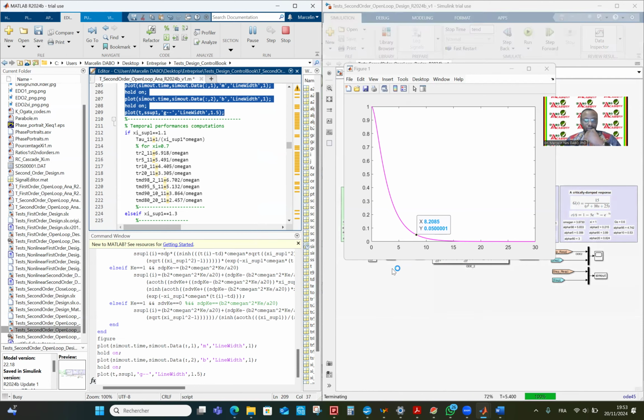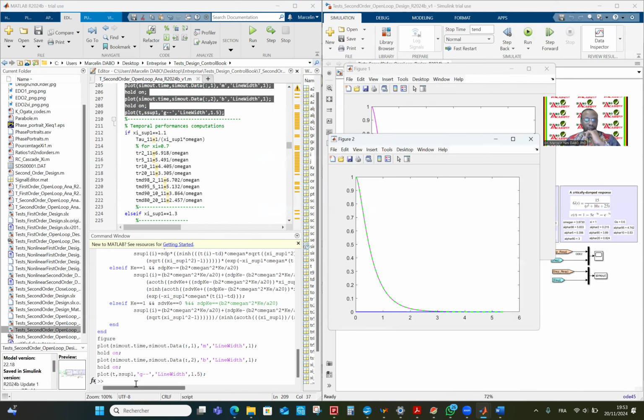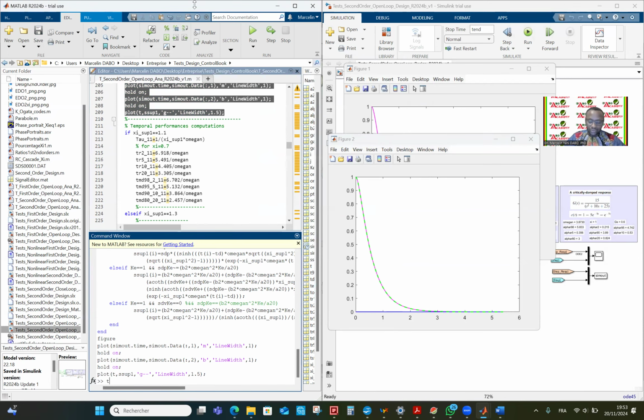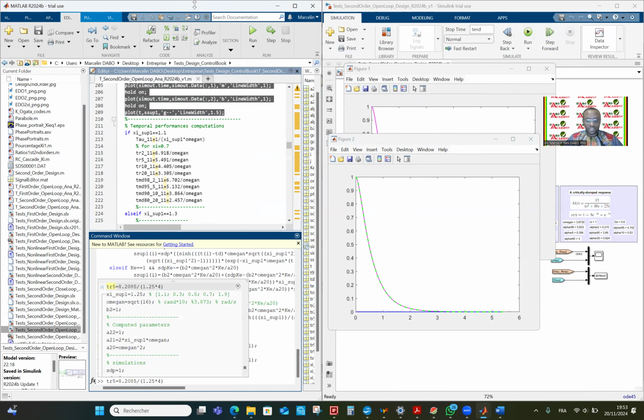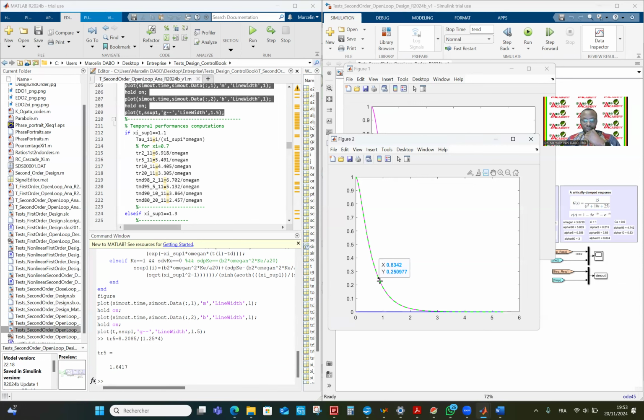Coming very soon. And then from here, let's go and find what we have computed. So the time response at 5%, as I said, is equal to this: 1.6417. Let's go and check if it is true or not.